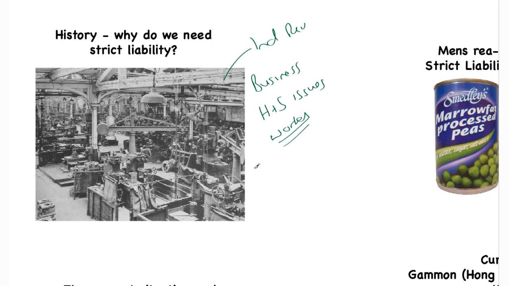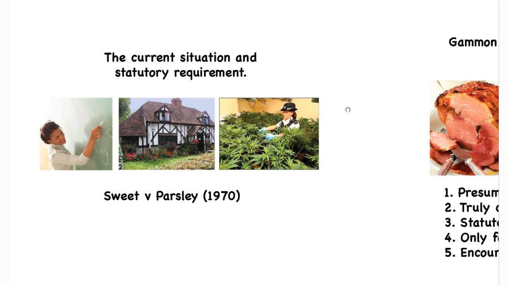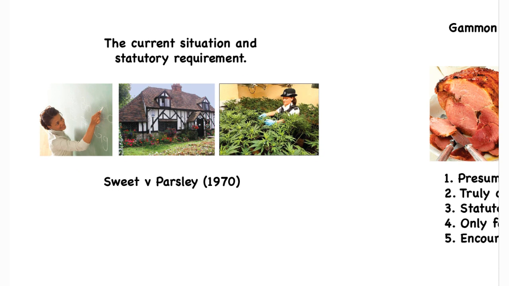So where you didn't have to prove intent, factory safety improved, which tends to suggest that it worked in certain circumstances, and it also tells us why we still have some form of strict liability now. So let's have a look at what our current position is, and how do we know when an offence is one of strict liability? What is the statutory requirement?